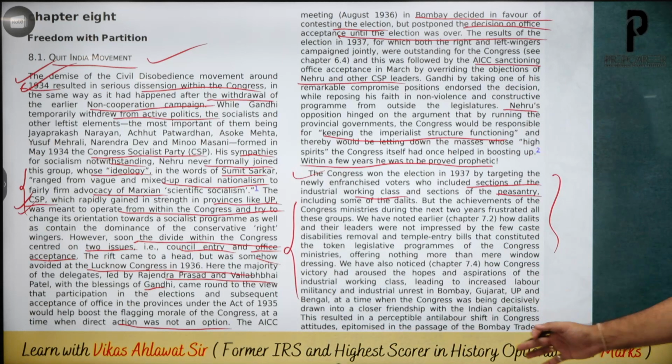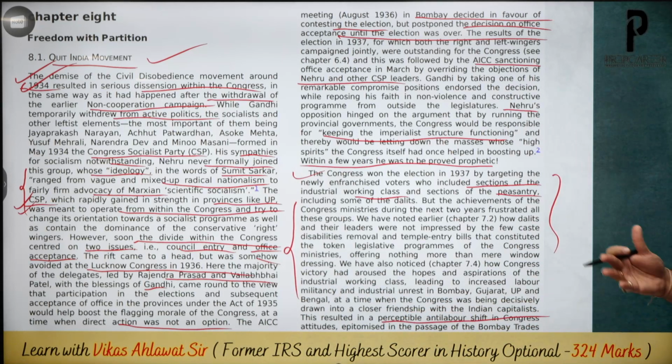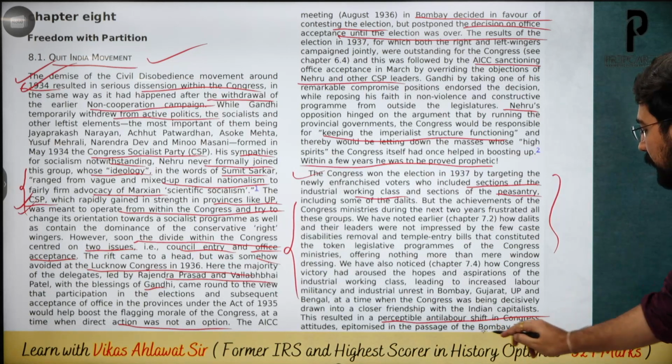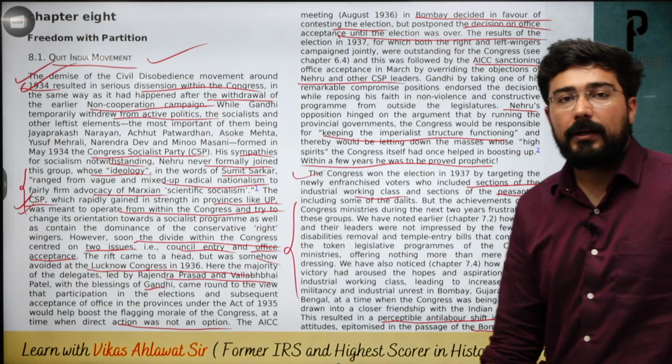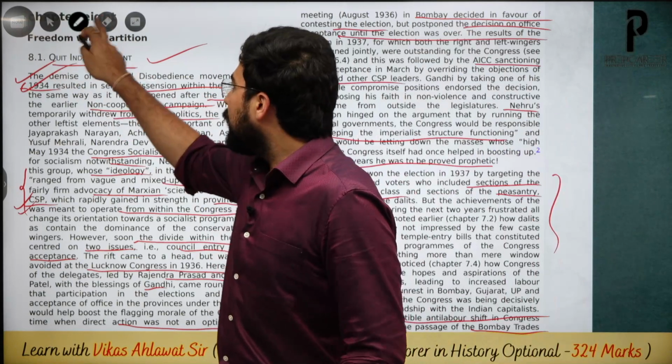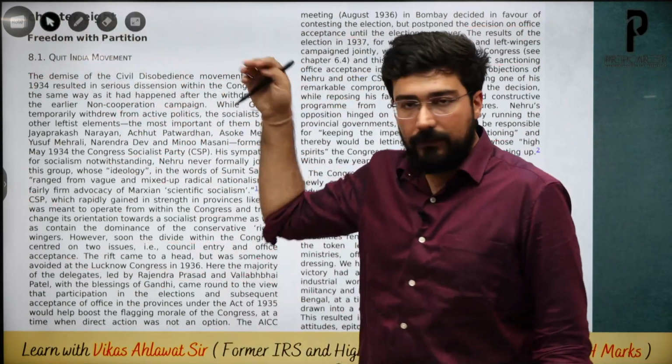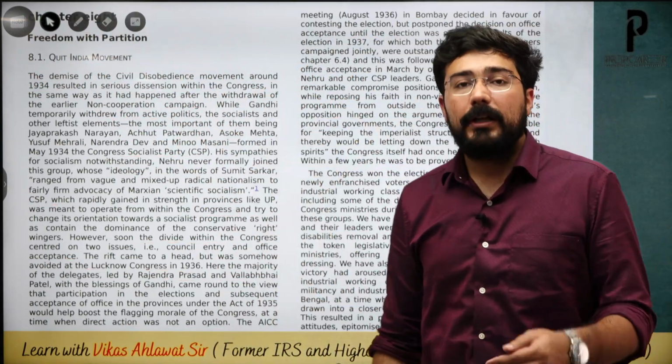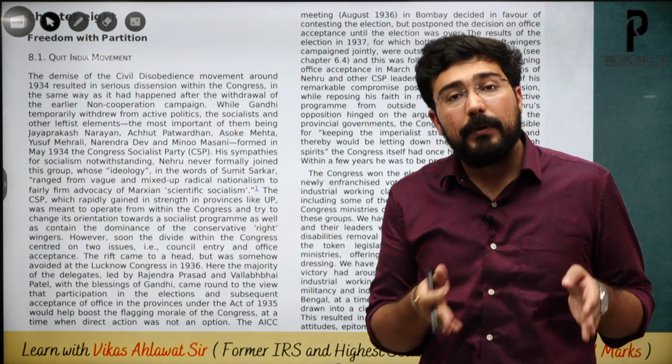Then it specifically talks about how this resulted in a perceptible anti-labor shift in Congress attitude, epitomized in the passage of the Bombay Trade Disputes Act. So the important thing is, once the Congress came to power in 1937 after these elections, it did not take those kinds of steps which were expected by the people of India.